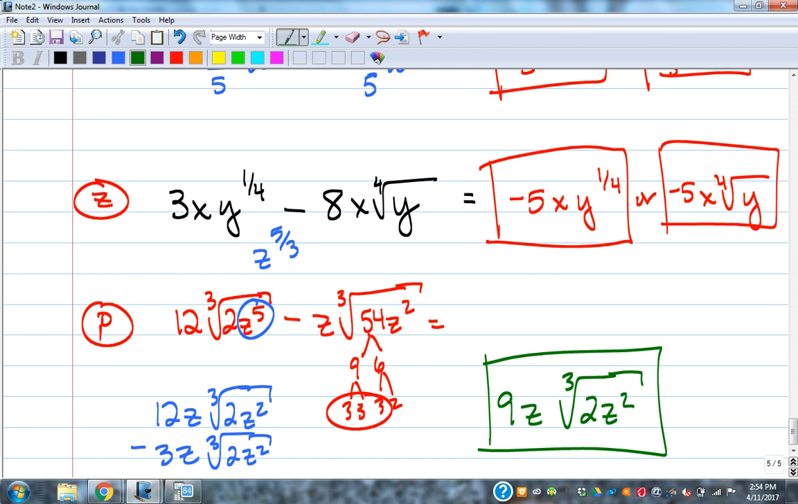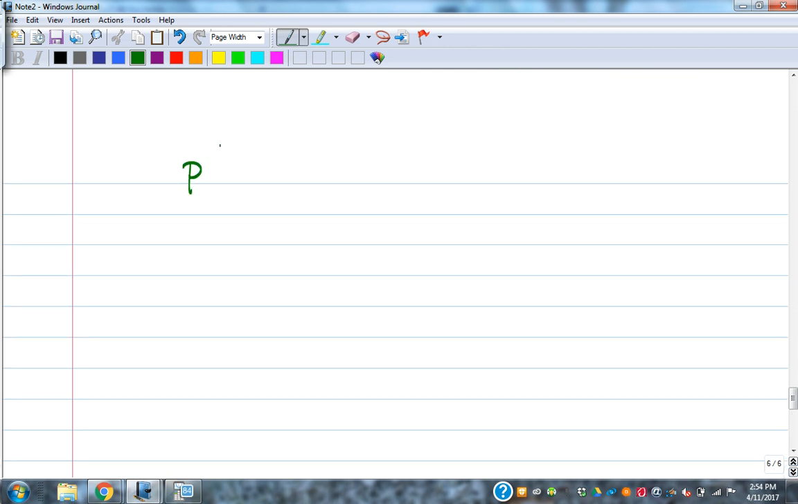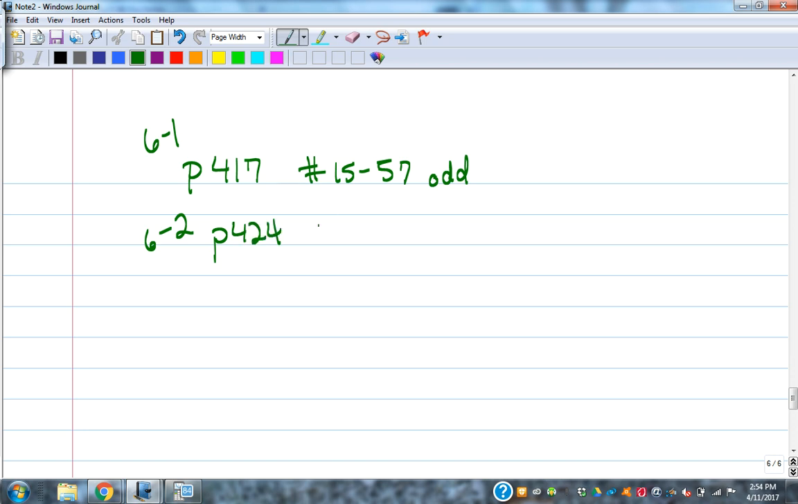All right, so tomorrow's a work day on page 417, 15 through 57, odd. That's section 6.1. 6.2 is on page 424, 3 through 65, odd. Looks like a lot, but really these problems are not long. Most of them aren't. I mean, we went through almost the alphabet almost twice here today. So not an incredibly long set of problems. There's several problems, but they're not long problems each.